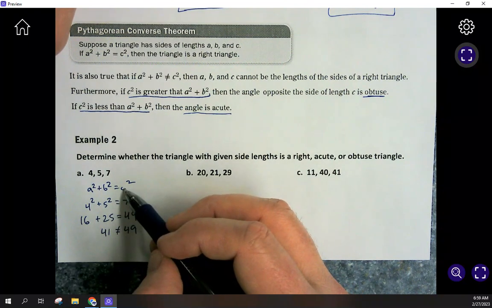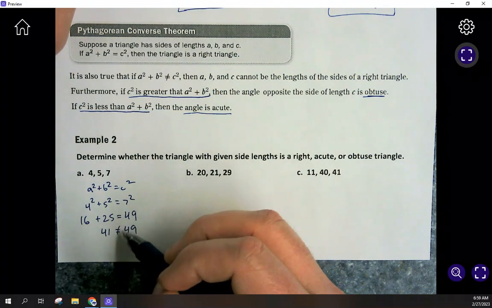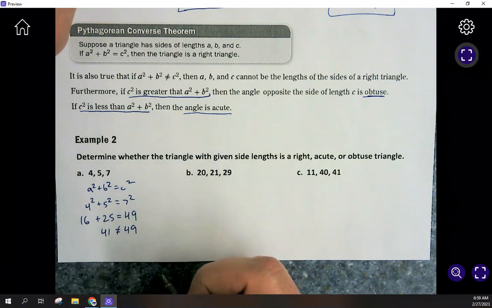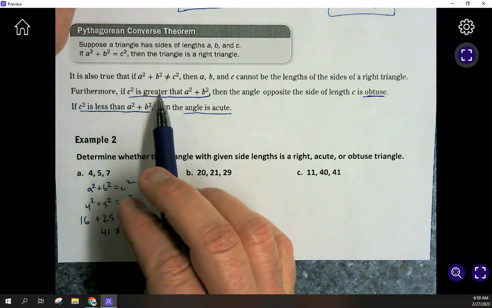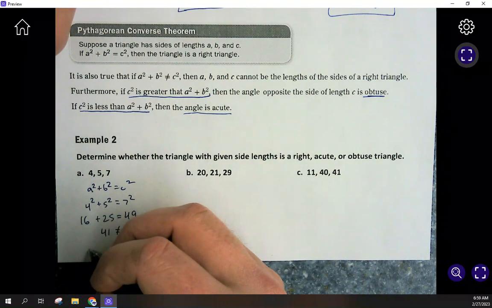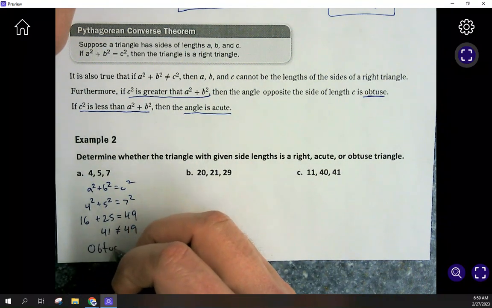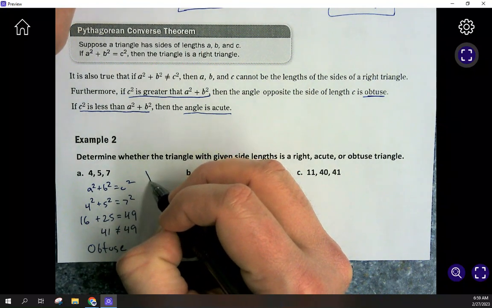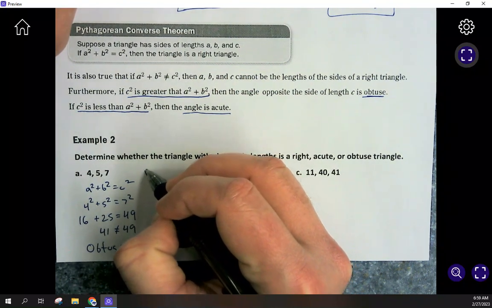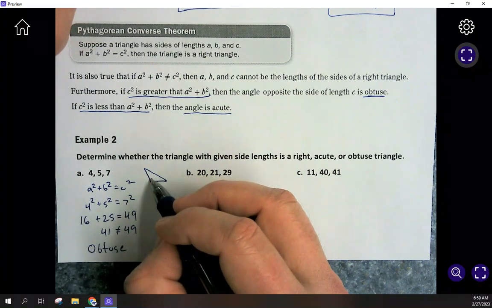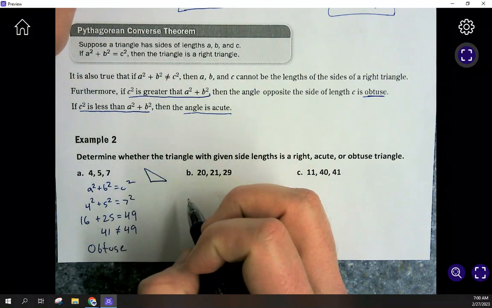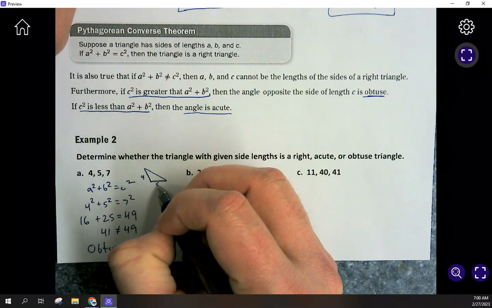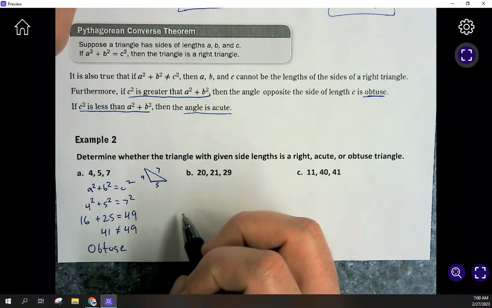And C, it's all about C. C squared turns out to be larger than a squared plus b squared. So when C is greater than, this is an obtuse triangle. So what that's going to look like is instead of a 90, right, we've got this angle here that is larger than 90 degrees. So you got 4, 5, and 7 like that.